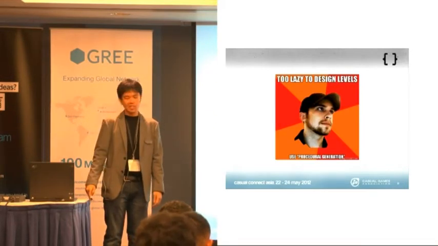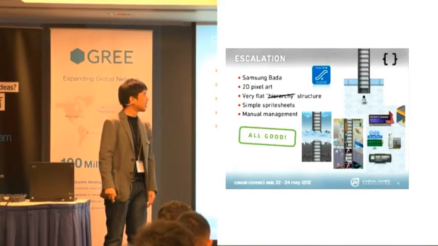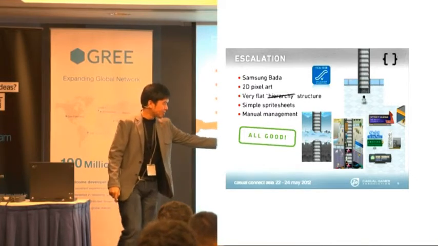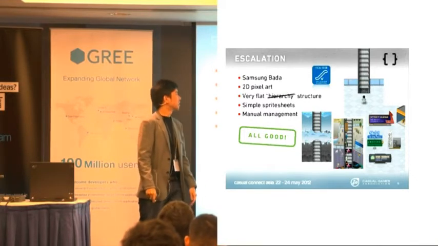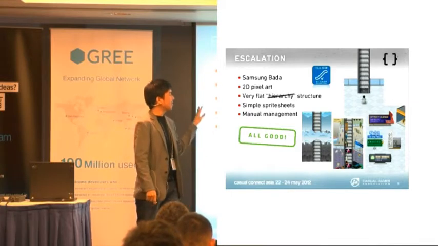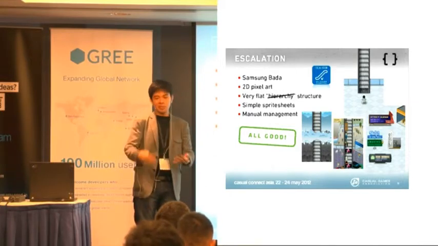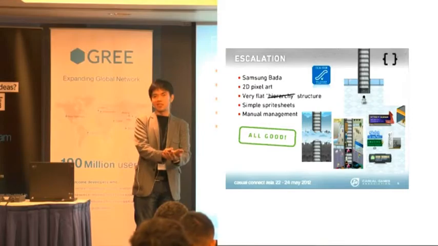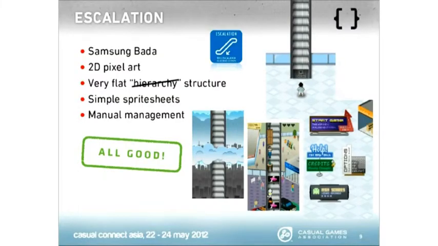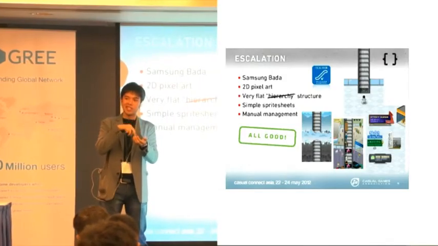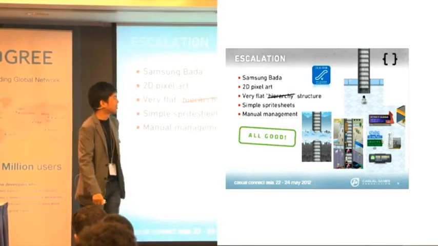So yeah, next game I want to talk about is this thing called Escalation. It's a really, really simple game, a really pixel art sort of thing. And it had a very flat structure. So it was really a bunch of sprites. The game was about this kid over there, and then there's an escalator going down. And what you do as a naughty kid would do is run up the escalator. And the way that you play the game is by doing a motion like this, and then swiping left and right to avoid obstacles.